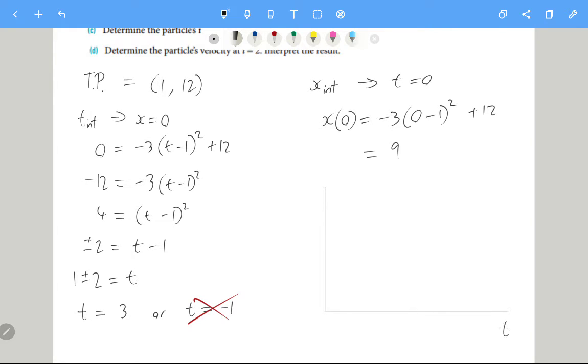So we've got t down here on the x-axis, and we've got x of t on the y-axis. Now, it starts at a value of 9, it goes up to a value of 12, and it hits the ground over here at 3. And we can draw in our quadratic nicely there. Alrighty, so that is part A all done. We finished up our sketch.